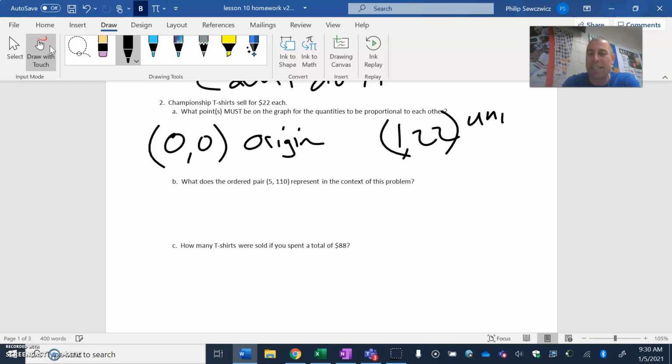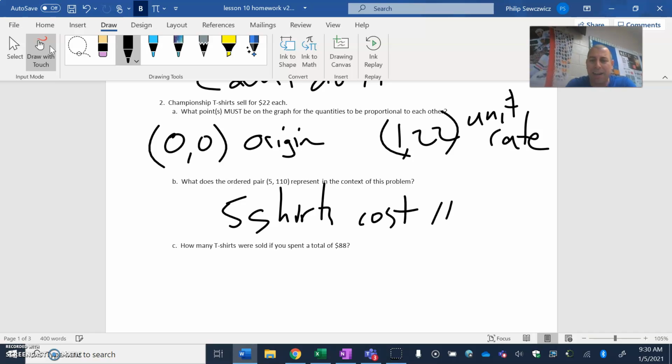And again, those will always be ordered pairs that we end up seeing. All right. The origin, because it has to. All right. And then the unit rate, because that's your constant. So again, we're going back up and we're using those ideas. So what does the ordered pair 5, 110 represent? Okay, keep things in order here. So that means it's 5 what? 5 shirts. Yeah, all right.